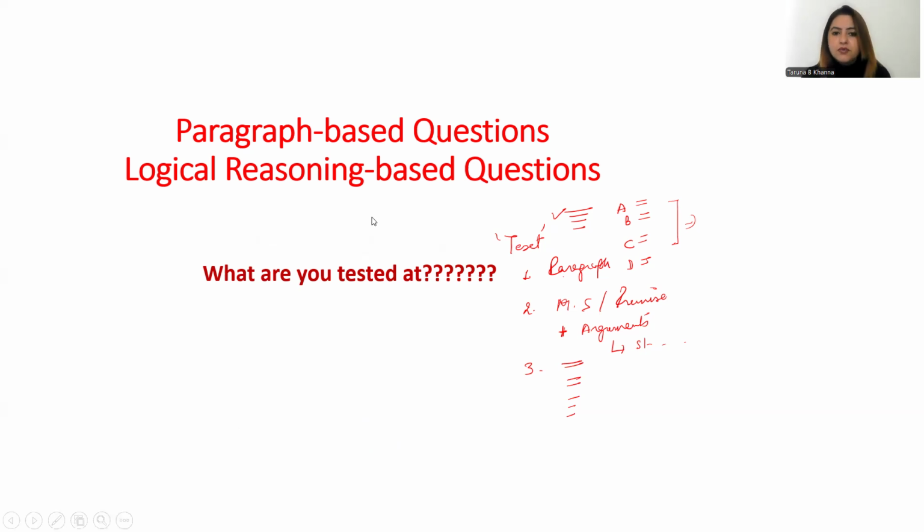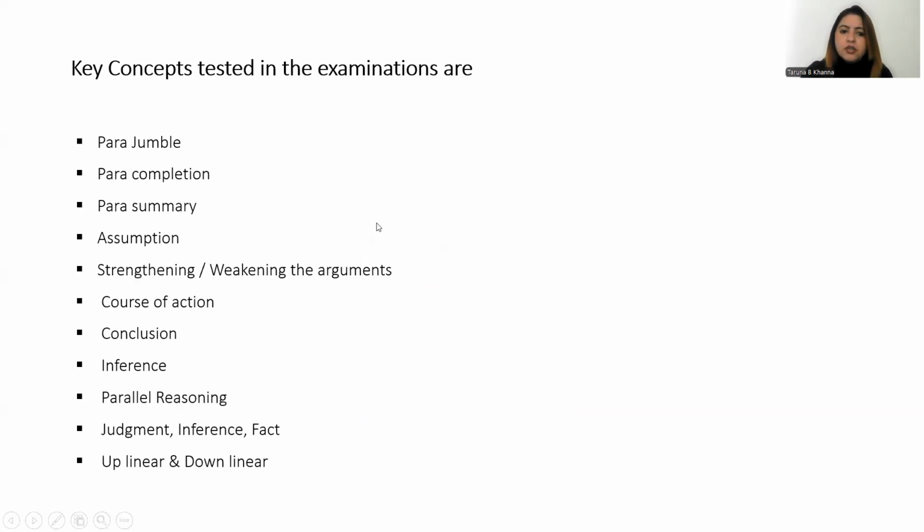Now the question arises: what are the major concepts asked in this question category, like under this segment, what are the major concepts asked? So these are mainly the concepts. First one is parajumble. You are given a distorted paragraph or a jumbled paragraph that you have to rearrange. Okay, that is parajumble as a question variety.